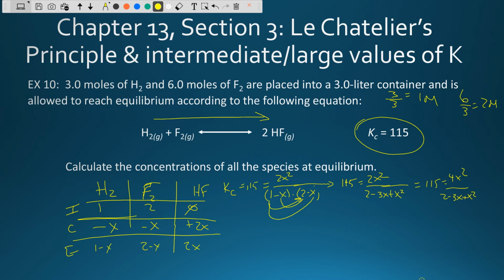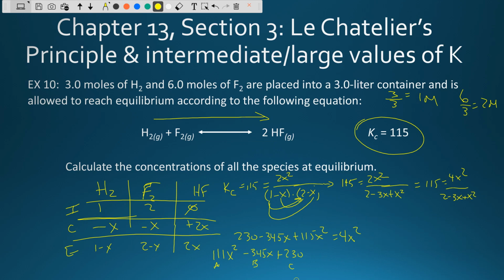If I get just 4x squared by itself, I end up with 230 minus 345x plus 115x squared, that will equal 4x squared. Okay? So combining these all together, let's get them all on one side. I'm going to subtract 4x squared. I end up with 111x squared minus 345x, and that's a plus 230. Here's my A value, B value, and C value.